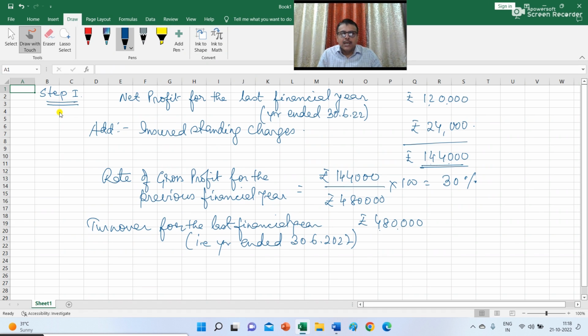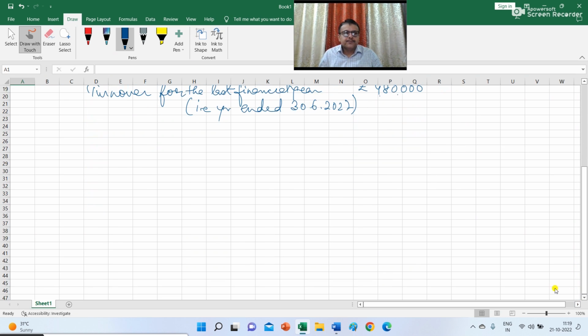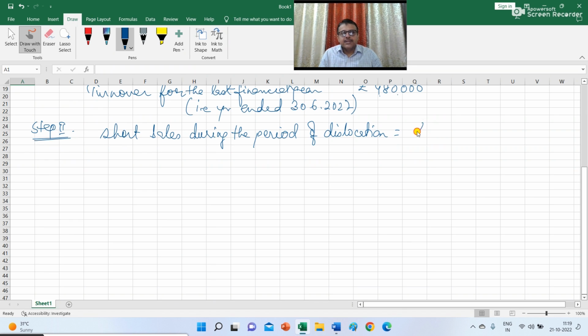So in step number 1, you need to calculate what is the rate of gross profit for the previous financial year. In step 2, you need to calculate what is the short sales. In step 2, short sales during the period of dislocation. And it is given in the question that the short sale during the period of dislocation is 48,000. So what is basically this short sale and how it is calculated?